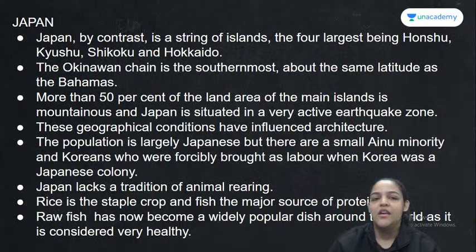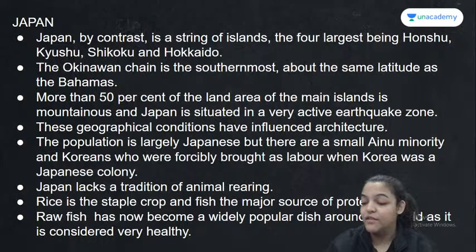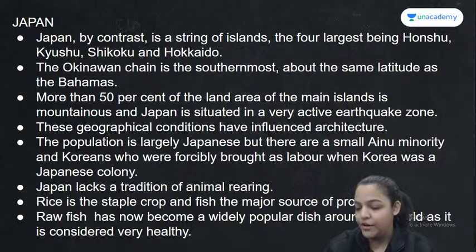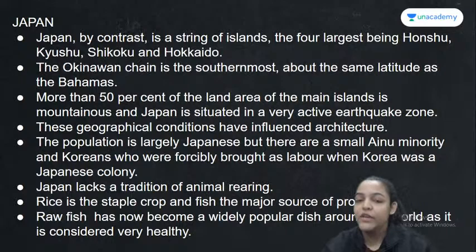Okay, so let us talk about Japan now. Japan is actually made up of four big islands, which are Honshu, Kyushu, Shikoku and Hokkaido. Then we have one on the southernmost part, which is the Okinawa chain. This is a chain of islands and it has the same latitude as the Bahamas, which is in America.